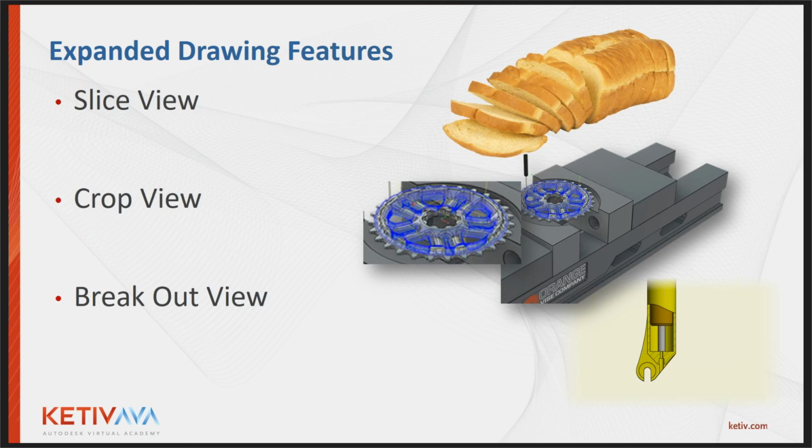Crop views. Crop view can certainly be useful. If you have a view on a page, whether there's just too much in it or you want to focus in on a specific component, you can certainly use the crop tool to do that. Breakout view, if you're trying to see the internals inside of an assembly or inside of a part, a breakout view is very useful for that. It lets you cut away a layer or a certain depth of your component so you can see what's going on behind that.